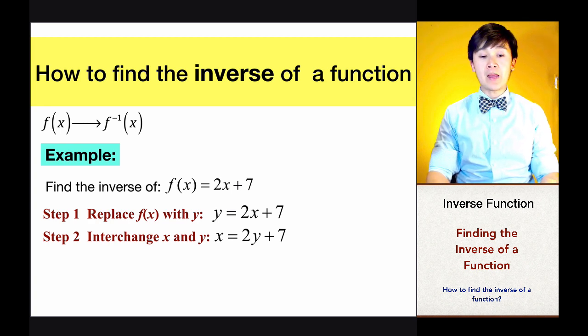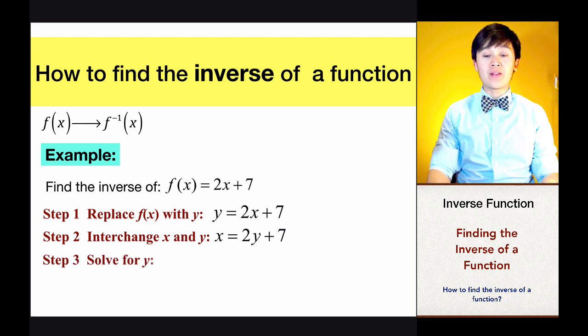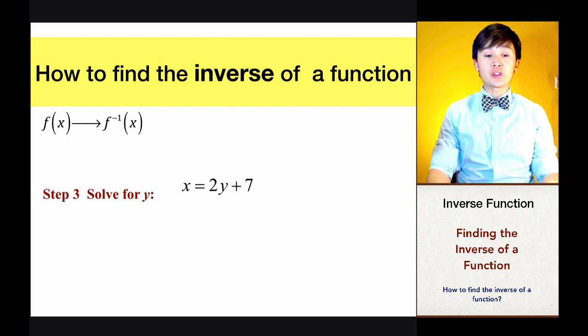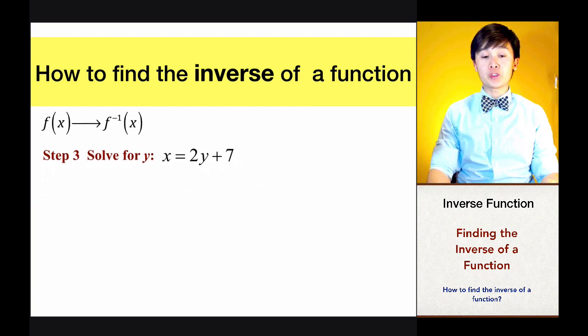And the third step is where we're going to be using algebra in solving for the value of y, or isolating y in our function. So let's go ahead and perform step number 3 using algebra. To solve for y, the first thing that we're going to do is to subtract, or get rid of, the constant.